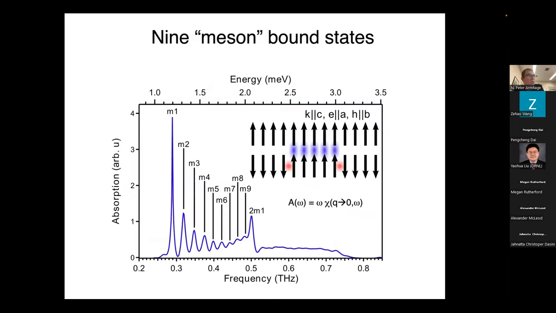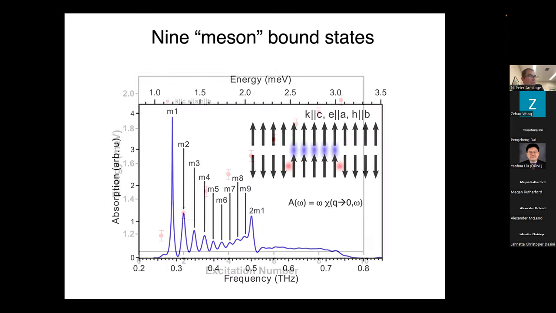So we can look at these in more detail, and let's look at just the lowest temperature spectra. This is, again, a plot of something like the susceptibility as a function of frequency in the terahertz range. And we have a series of peaks here, M1, M2, M3, M4, M5, all the way up to M9. And then there are some other features here that we referred to in our original paper as 2M1, and then a big blob that we have more information about.